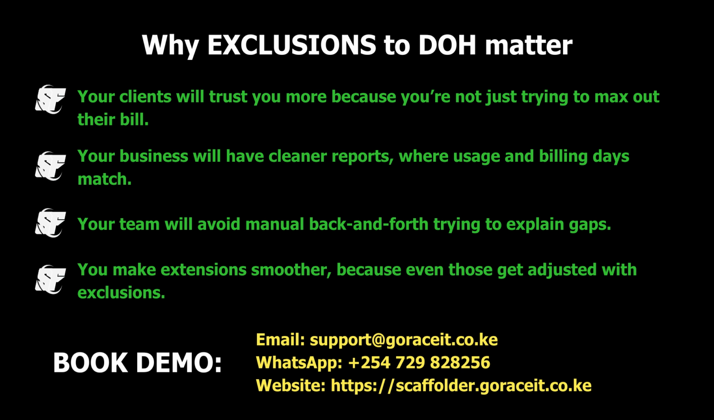For example, you saw that hire for 54,000 came down to 48,000. If you don't capture that information, or maybe you're doing this manually, then somebody would think that you undercharged, or probably you did not include some information that was critical for the calculation, and that will create confusion. Then you can also make extensions smoother, because even those that get adjusted with exclusions have provisions for exclusions within the hire period.